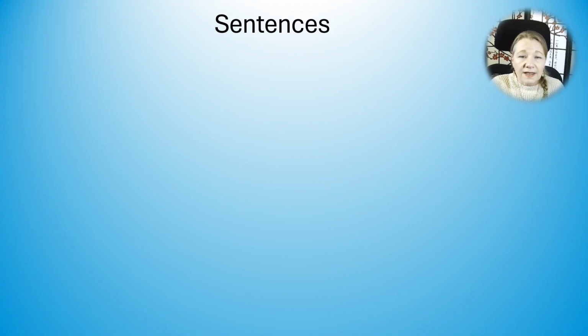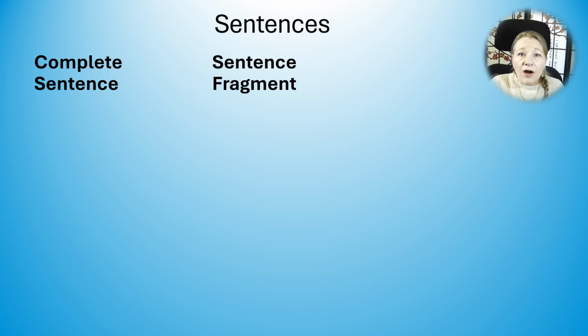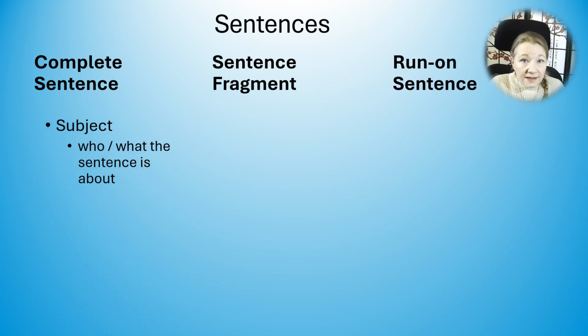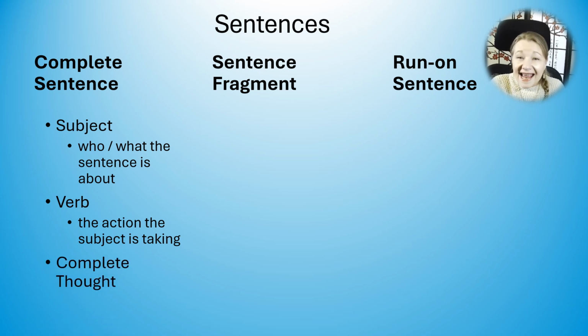To get started, we're just going to talk about sentences kind of in general, and then we'll get more specific. So there are complete sentences, there are sentence fragments, and there are run-on sentences. Complete sentences have a subject, and the subject tells us who or what the sentence is about. It has a verb that tells us what that subject is doing in the sentence, what action it's taking. And complete sentences express a complete thought. So there are three criteria for a sentence to be considered complete: a subject, a verb, and a complete thought.